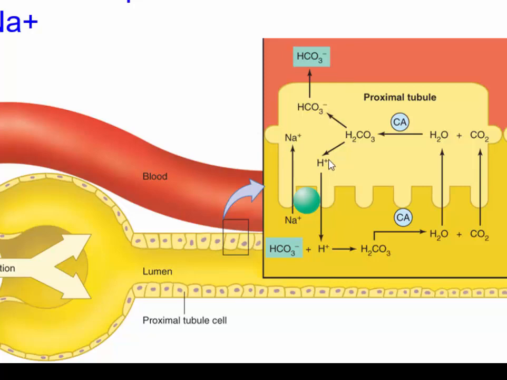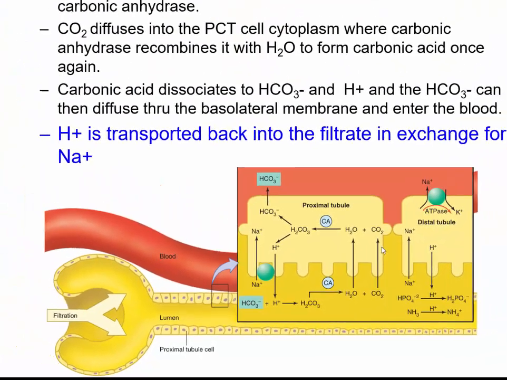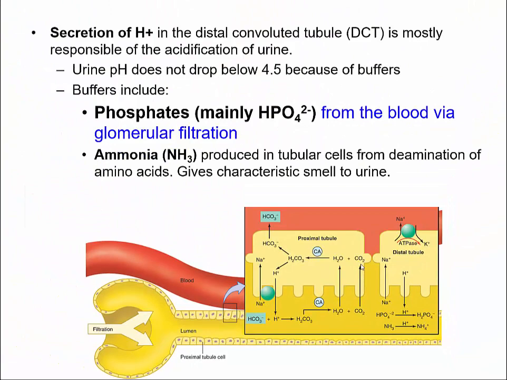The hydrogen ions can then be pumped out of the proximal convoluted tubule cell back into the filtrate, where they can combine with more bicarbonate to bring that bicarbonate into the proximal convoluted tubule cells. Remember, not directly, but in the way of making carbonic acid, which dissociates to water and CO2, and that water and CO2 then moves through into the proximal convoluted tubule. So that's how you can reabsorb more bicarbonate.